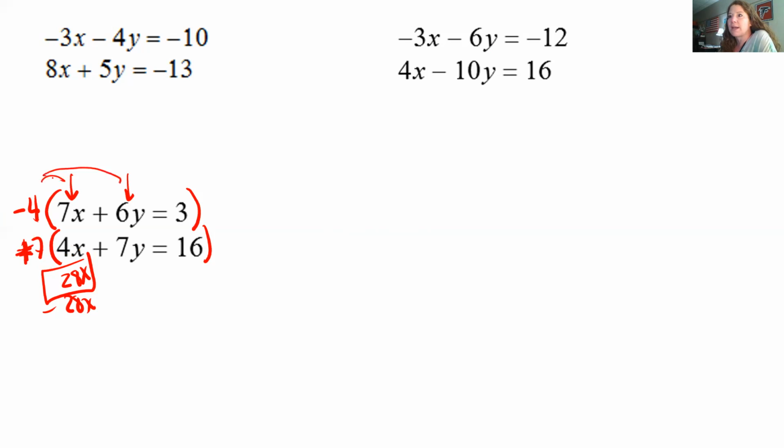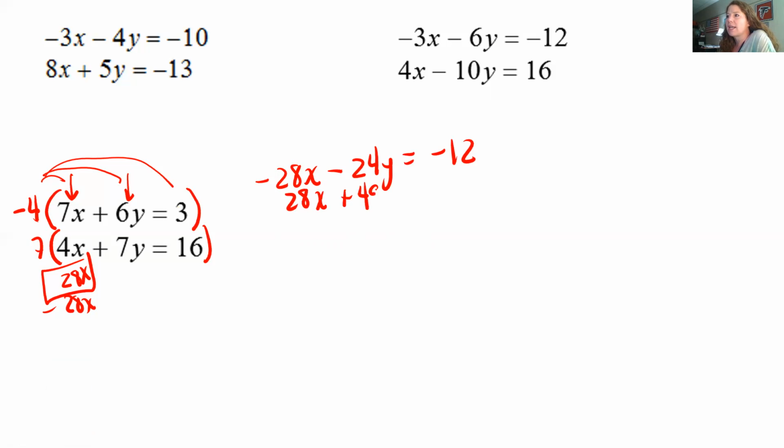All right, so we're going to multiply everything on the top by negative 4. So we have negative 28x minus 6 times negative 4, which is negative 24y, and then negative 12. And on the bottom, I have positive, that's supposed to be a positive. Let's just get rid of that mess. All right, so 7 times 4x is positive 28x plus 49y equals, what's 16 times 7? 112.